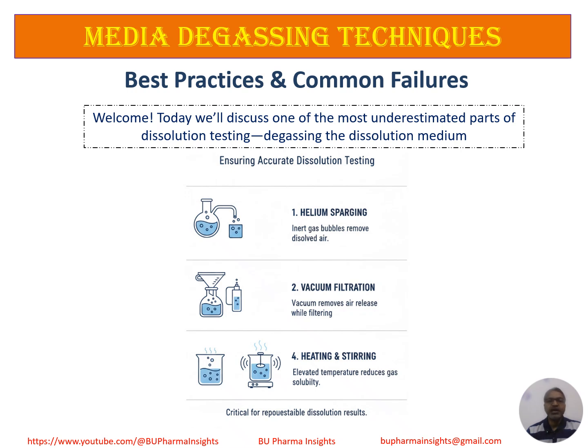One of the most underestimated steps in dissolution testing is degassing the dissolution media. Here we will discuss why degassing is critical for achieving accurate and reproducible dissolution results. Poor degassing is one of the most common hidden causes of high variability, unexpected failures, and regulatory questions. Understanding and controlling degassing can significantly improve method reliability and data quality.